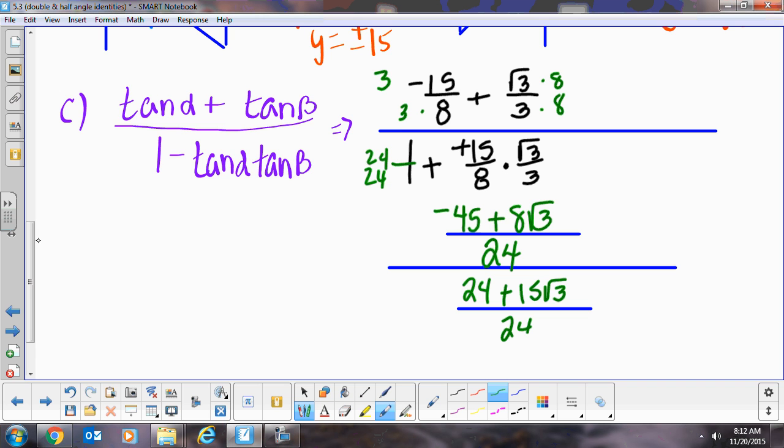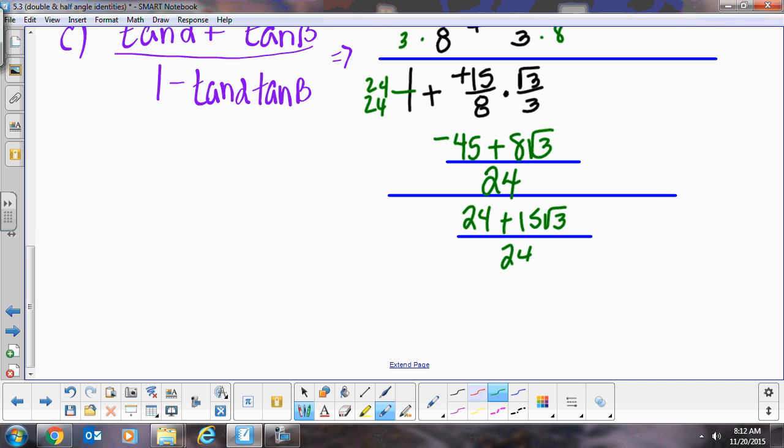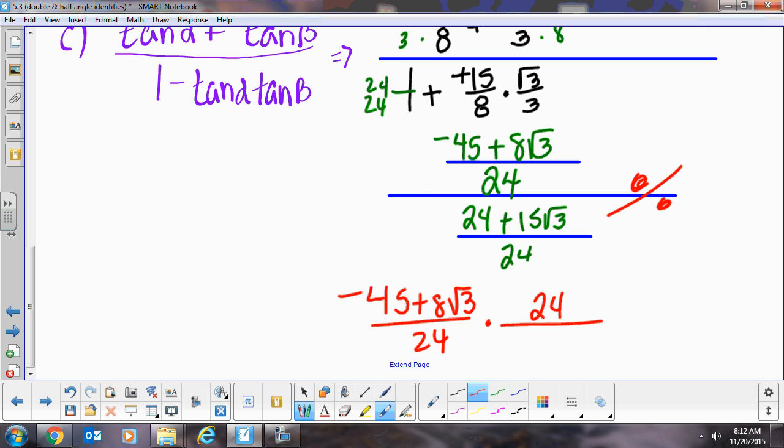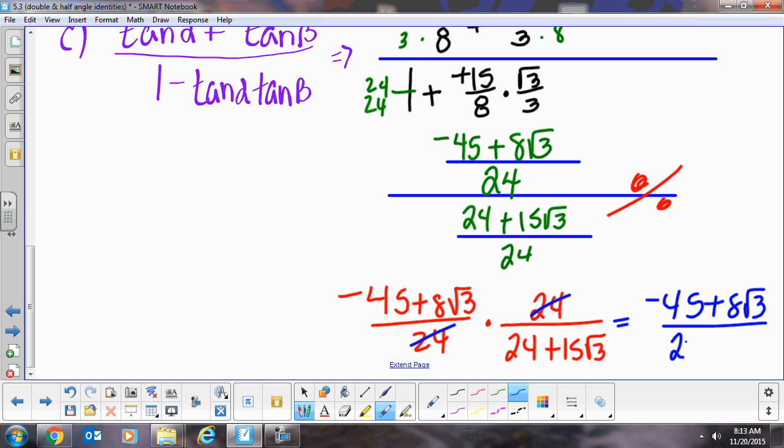What does that big bar mean? Divide. How do we divide? Multiplied by the reciprocal. So you got -45 plus 8 square root of 3 all over 24. Now we're going to say times 24 over 24 plus 15 square root of 3. And what happens to the 24s? So was this the book's answer, -45 plus 8 square root of 3? No? What did they do?